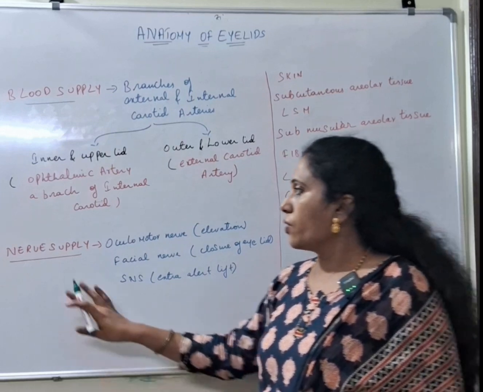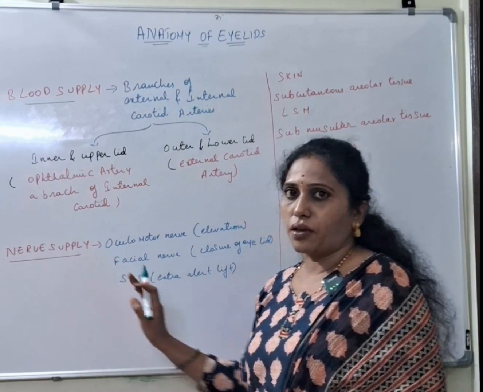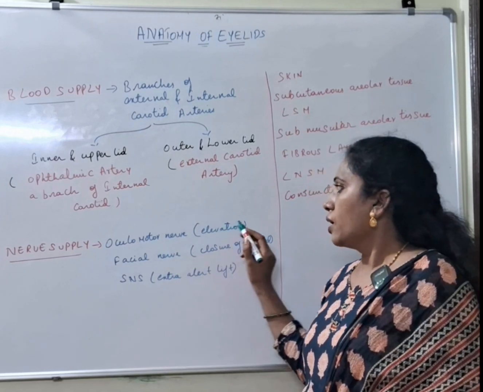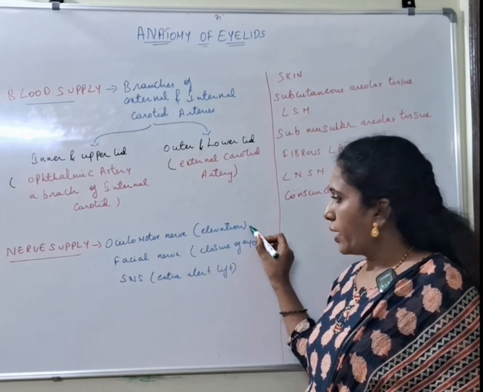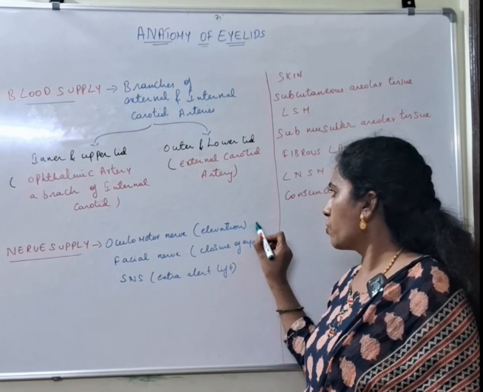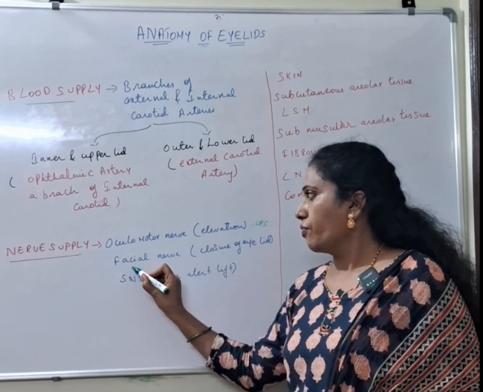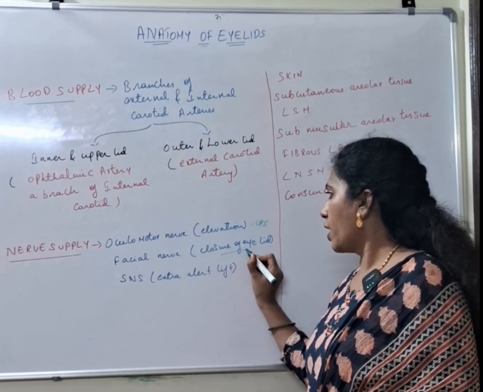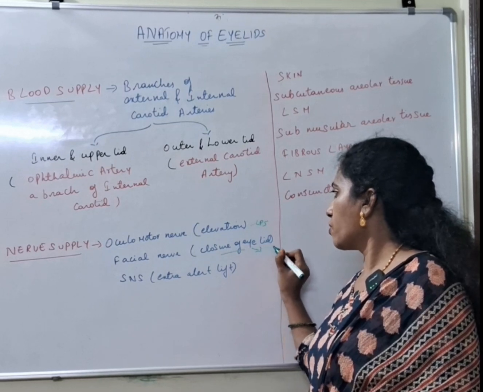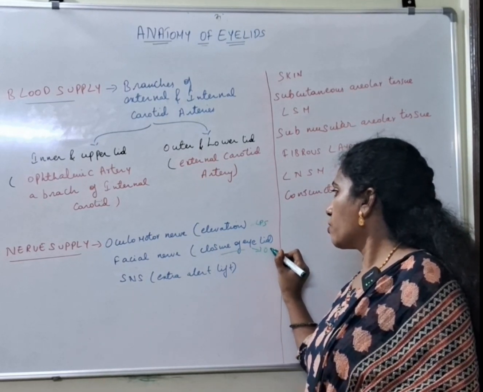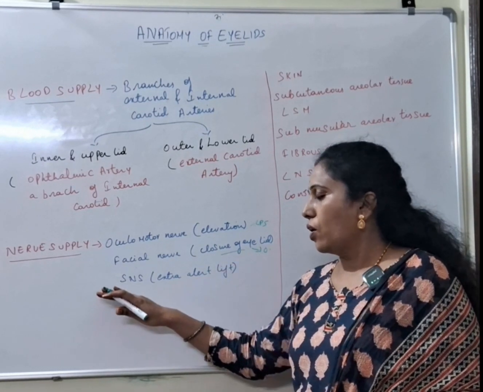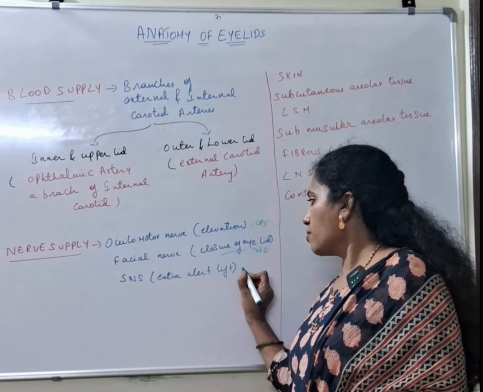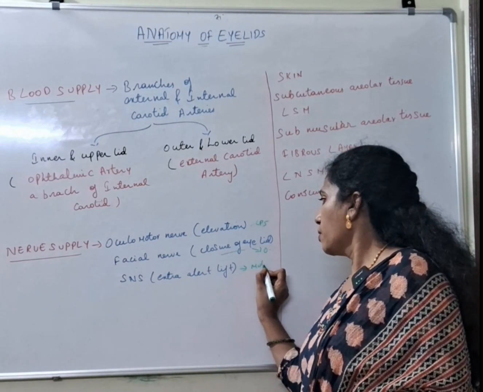And coming to the nerve supply, it receives nerve supply from the oculomotor nerve, which is cranial nerve 3, which helps in elevation of the eyelid and supplies the LPS, and the zygomatic branch of the facial nerve, which helps in the closure of the eyelid because it gives its nerve supply to the orbicularis oculi muscle, and also the sympathetic nervous system, which gives its nerve supply to the Mueller muscle.